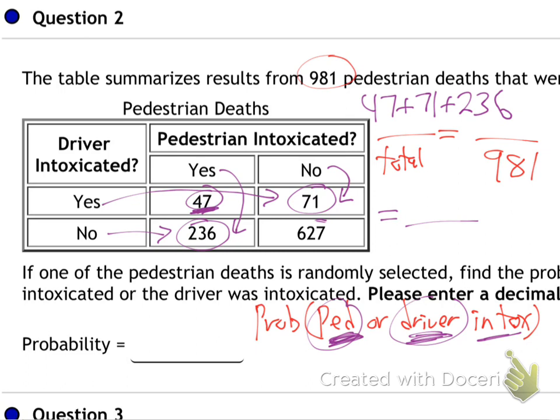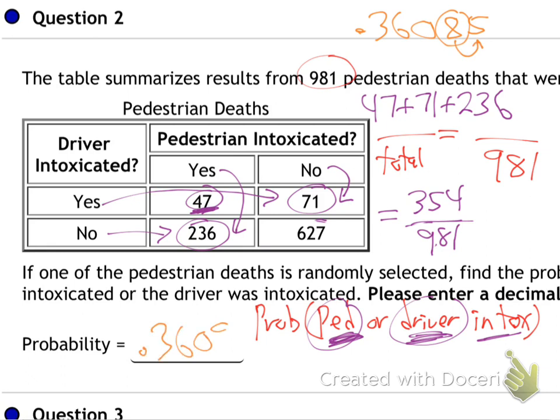Let's add these up. 236 and 47 and 71. I'm getting 354 over 981. And then, when I just hit the buttons on the calculator, I'm getting 0.336085. So they want 4 decimal places again, right? They always want 4. Remember how it works? You circle the 4th place. Look 1 to the right. If it's 5 or more, you round up.